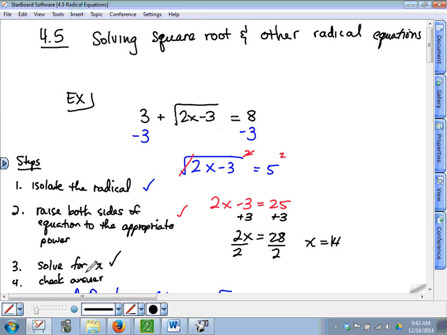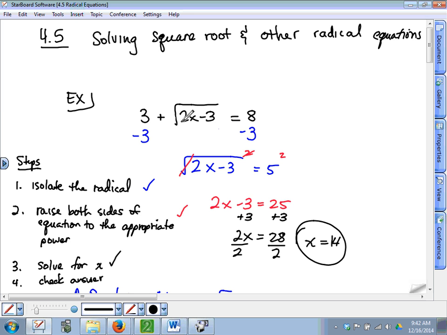Step 4 is to check your answer, because more often than you would think, with these types of equations, you actually get an answer that's not really an answer because it doesn't work when you plug it back in. We'll see a few of those here in a minute. So with these radical equations or square root equations, you always need to check your answer. Plug it back in for x right there.